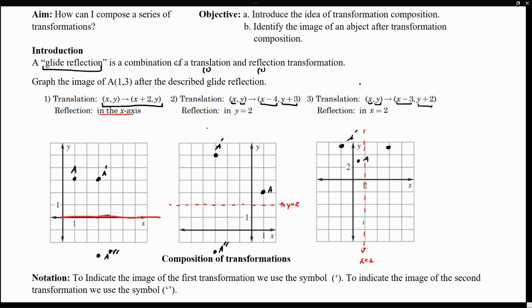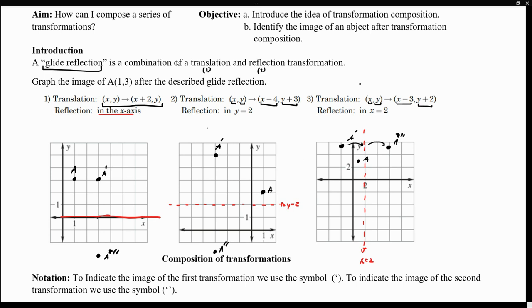So now notice at this point, this was 4 units to the right. So after performing the reflection, that should still remain the same. So now at this point, exactly right here, this is where A prime prime is located.